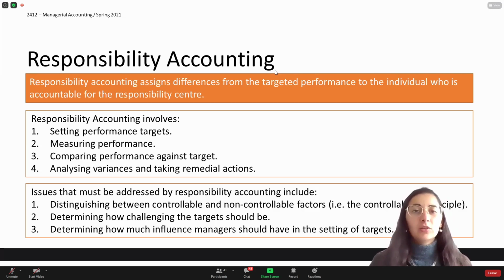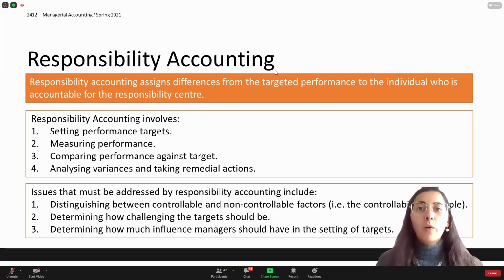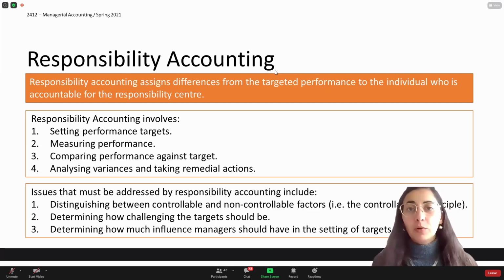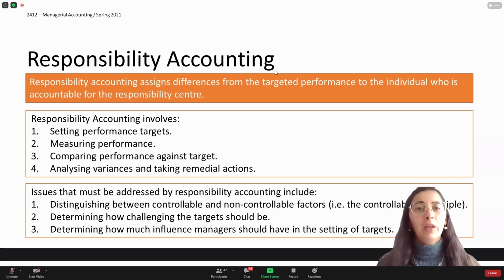Okay, so there's a crisis going on. What can we do instead? Maybe we can sell online, or maybe we can increase our marketing efforts, or we can change the employees because the current employees are not very productive, or something else. So that is what responsibility accounting involves.